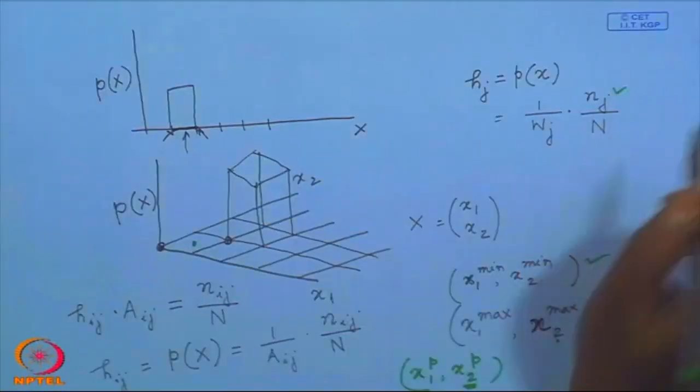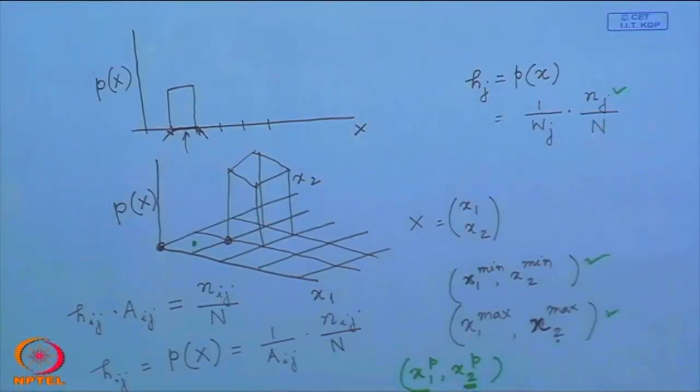So, the number of samples falling under the jth bin in case of one dimension will be nj, and the number of samples falling under the ijth bin in case of two dimension will be nij.